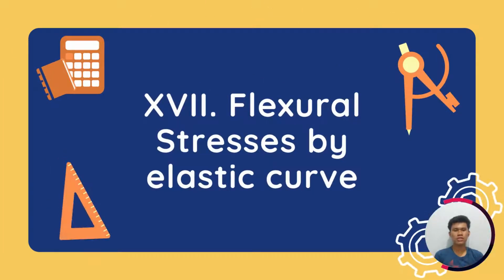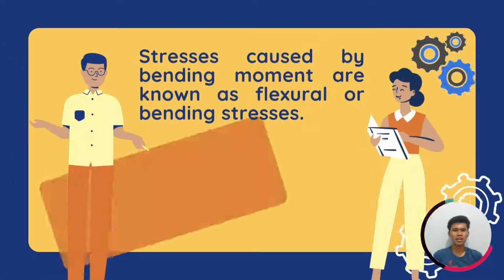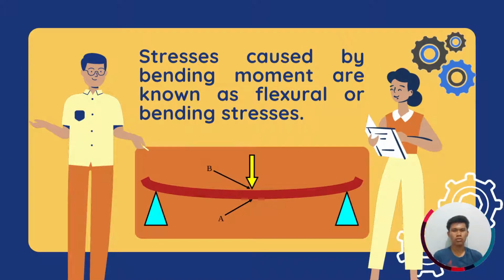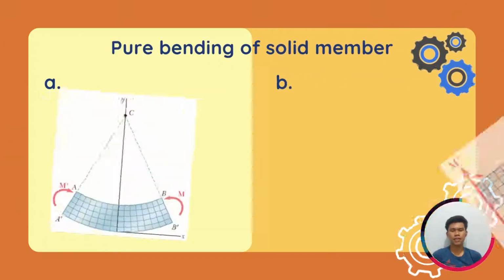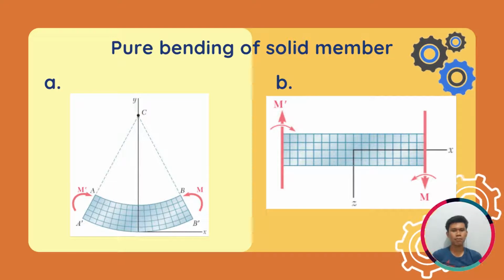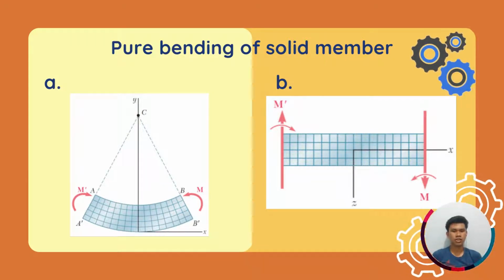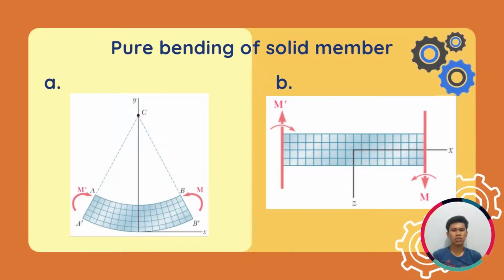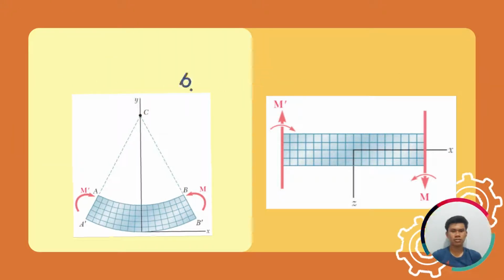So, flexural stresses by elastic curve. We have discussed that stresses caused by bending moment are known as flexural stress or bending stresses. The figures here show the pure bending of a solid member. Figure A shows the behavior of the member caused by pure bending. Side AB is subjected to tension while AB is for compression. It is a representation in longitudinal vertical section, while figure B is the representation in longitudinal horizontal section.